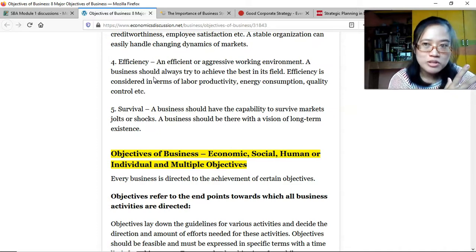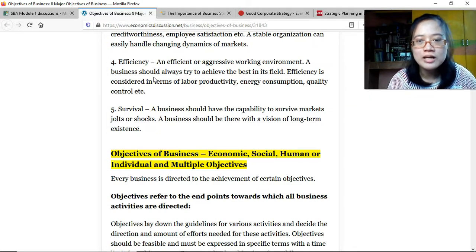Kasi nga, maayos naman yung trabaho nila, marami silang napoproduce, tapos natitipid nila yung resources ng company. So, reward them for that. Okay? Energy consumption, almost the same with the productivity. Lesser number of resources yung nagagamit ng workers mo.